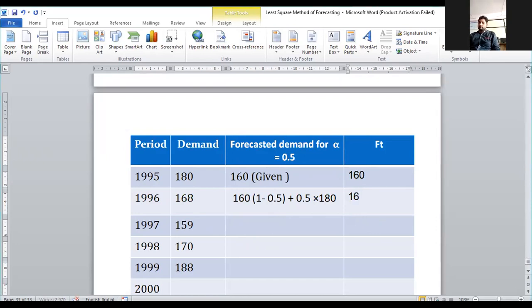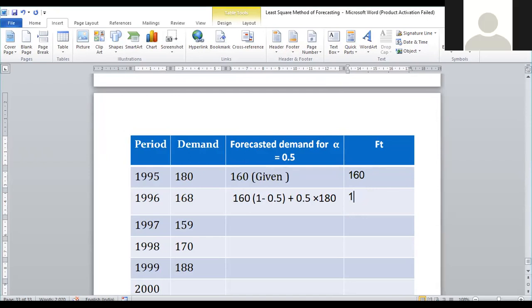169.5? Please check, or 170. I'm getting two different answers, 170 and 169.5. Which one should I select? 170 or 169.5? 170. Okay, I will go with 170.